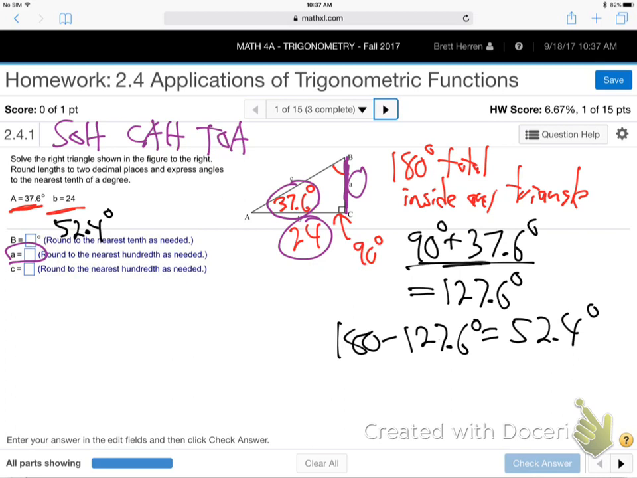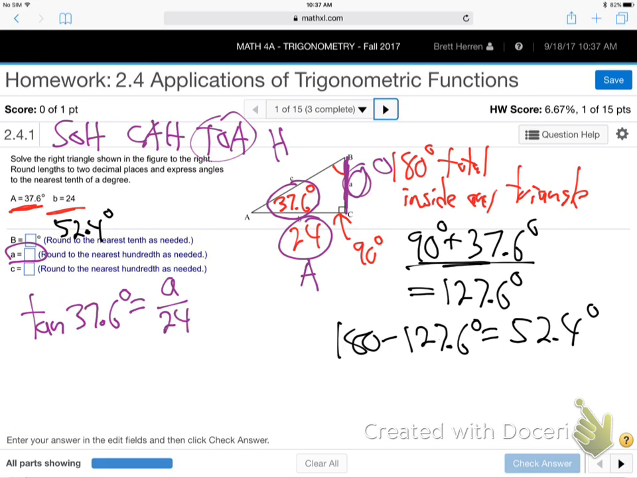Tangent. That's tangent, isn't it? Because that's opposite over adjacent. And we're not using the hypotenuse. We will in a minute. But for this one right now, tangent is opposite over adjacent, right? So that means the tangent of 37.6 is opposite, so that'd be the little a here, over the 24. Tangent is opposite over adjacent. So that's a little equation, and we can solve for little a. That makes sense so far?